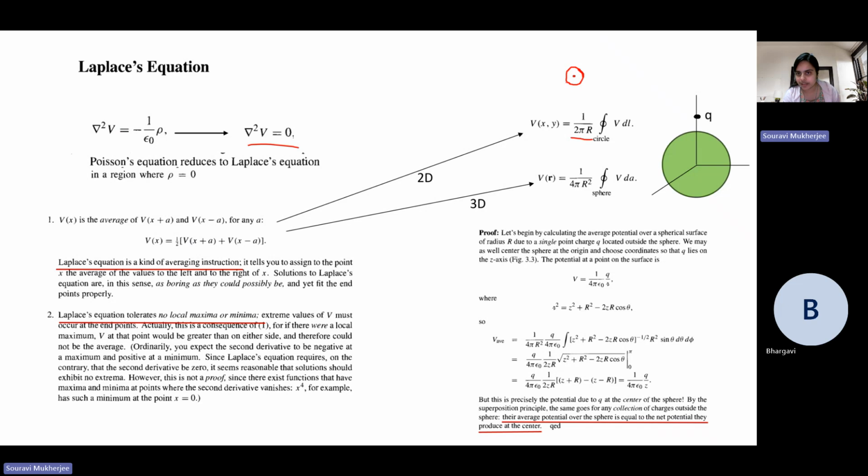So basically now you are doing an average value of all the potential that is there on the surface of this circle enclosing the point, right? And that will actually be the field that you have at this point, right?